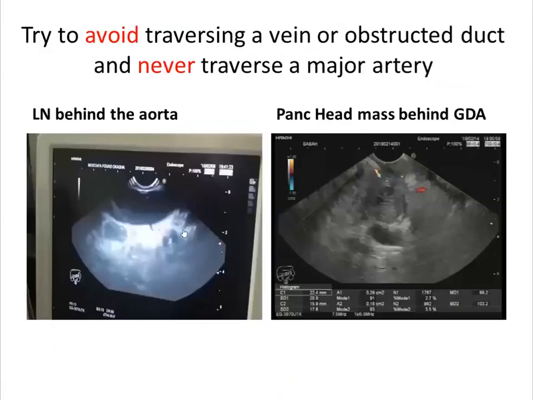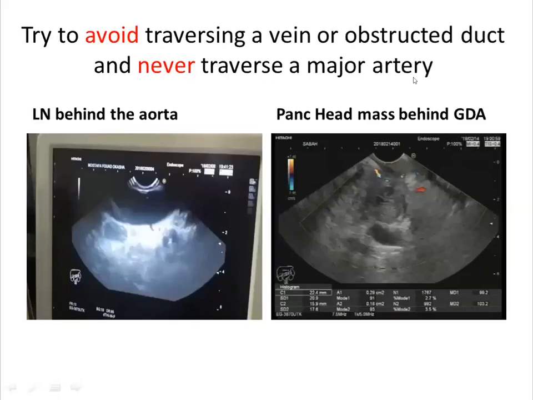Some tricks in EUS FNA. Try to avoid traversing a vein for fear of bleeding, or traversing an obstructed duct like the common bile duct. If there is no stent, I fear to pass through the common bile duct because this may induce infection and cholangitis. But if the patient is stented, this is a safeguard mechanism against cholangitis. And I try to avoid passing through the pancreatic duct because this may induce abdominal pain and pancreatitis. And never traverse a major artery.